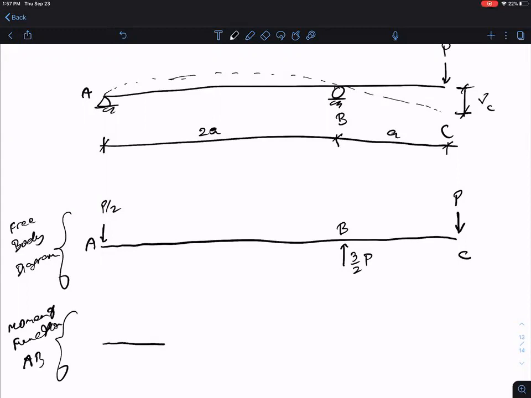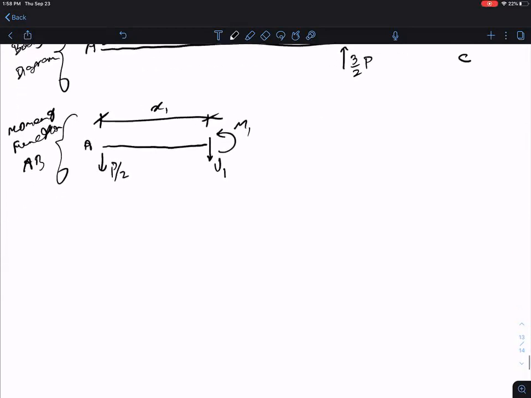Right? And we can do that by just using equations of equilibrium. So we're gonna define the distance for the first moment function. We'll define the distance as x1. We're gonna say the moment at whatever cut section that we use is gonna be M1, and the shear is V1. And we know that on the left end, the support reaction is P/2.